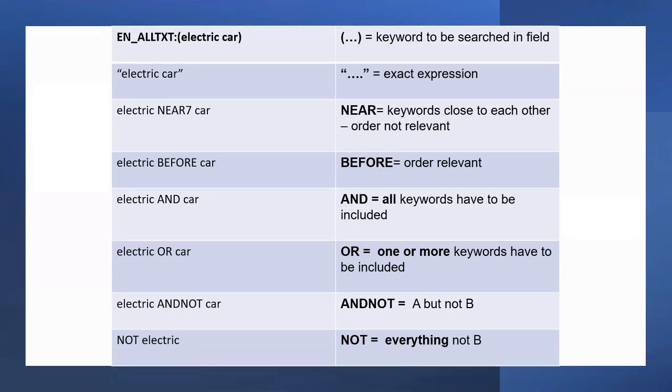You can use before if it matters in which order the keywords appear, and we'll link all the keywords, so they all have to be included, as opposed to the operator or, where you tell PATENTOSCOPE that you want one or more of the keywords that you entered. And not, we saw an example, we want A but not B, and if you use not alone, you will have everything but B.